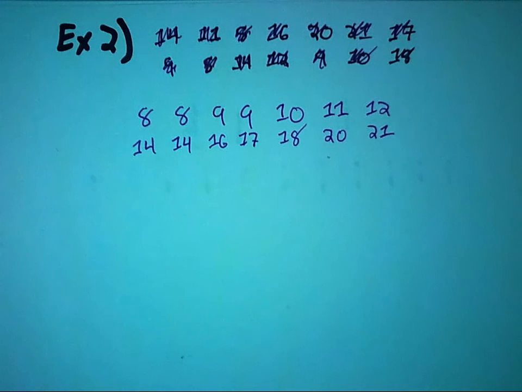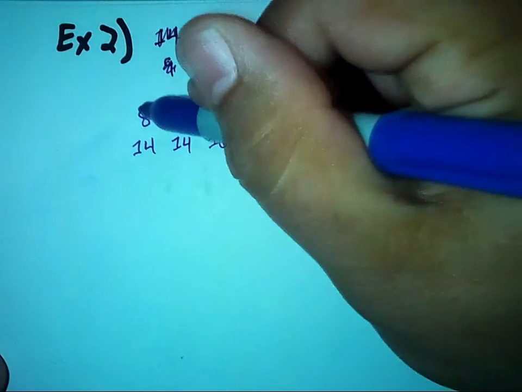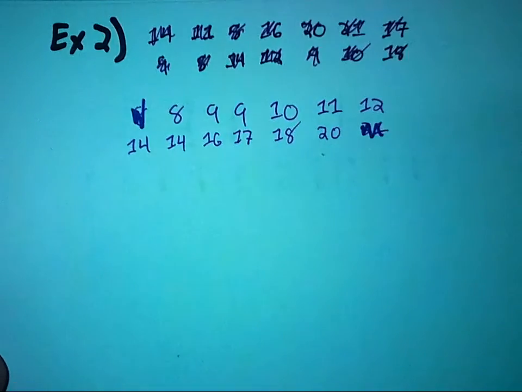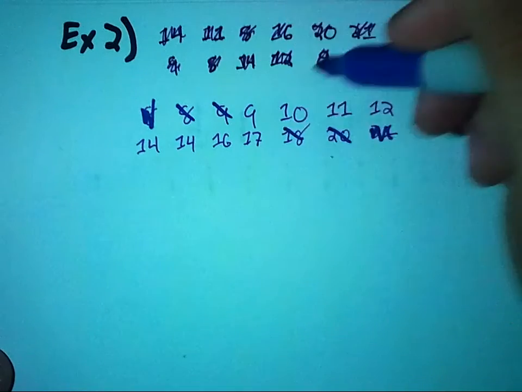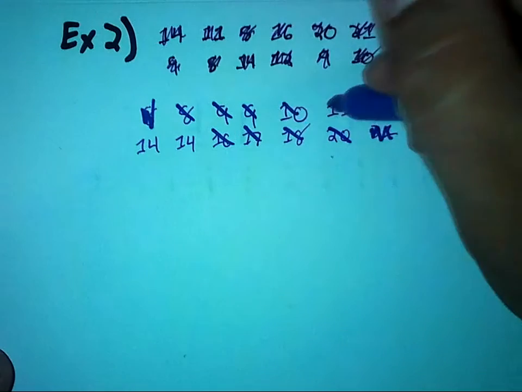Step 2 says we have to find the median. So again, I'm going to cross off the least number and the greatest number. And then I'm going to cross off that one and that one. That one and that one. That one and that one. That one and that one.